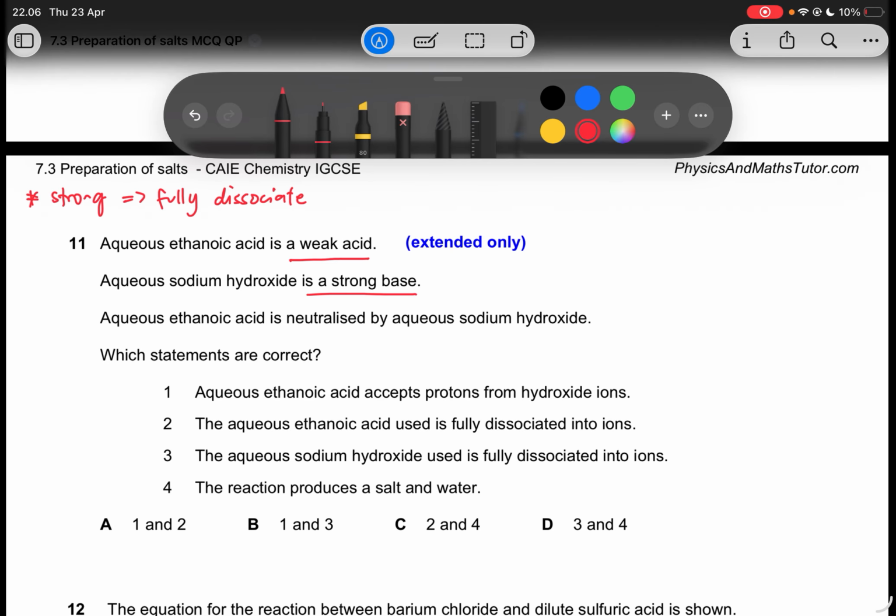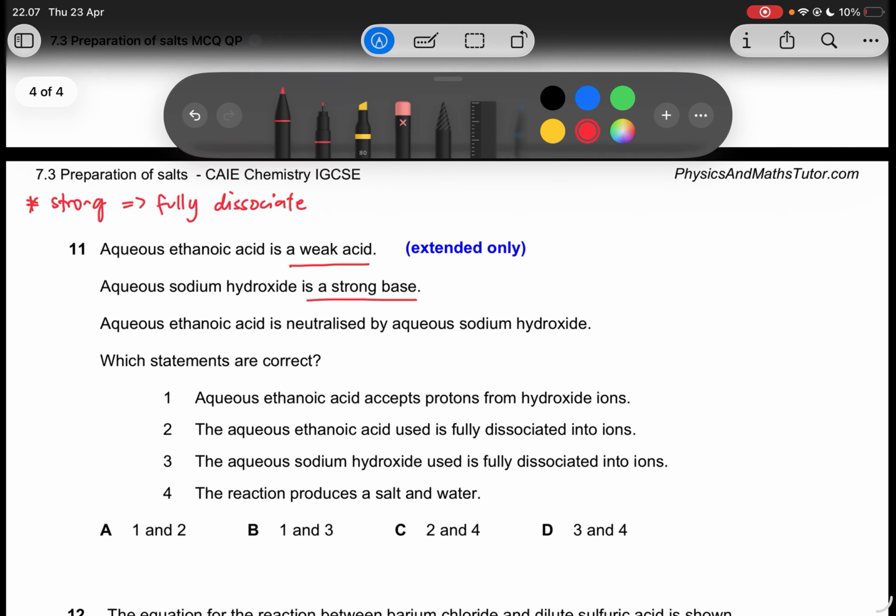Another thing that we have to remember when it comes to strong acid and base is their pH. The pH for a strong base ranges from pH 12 to 14. Therefore, 8 to 11 is actually a weak base. Aqueous ethanoic acid is neutralized by aqueous sodium hydroxide. So whether they are weak or strong, as long as they are acid and base, they will be able to neutralize each other. Okay, so those are our basic statements.